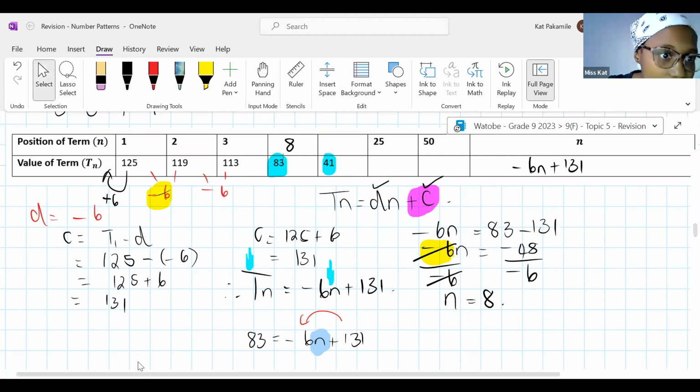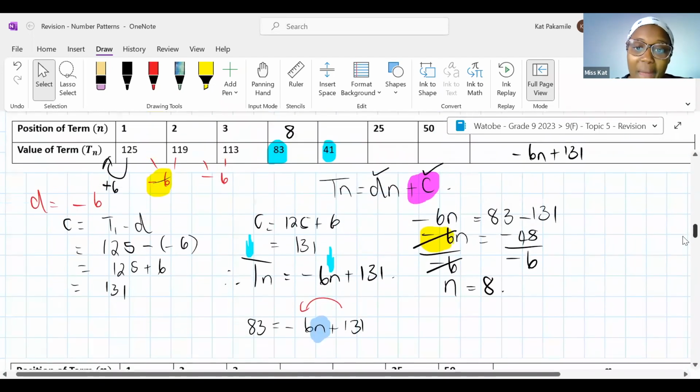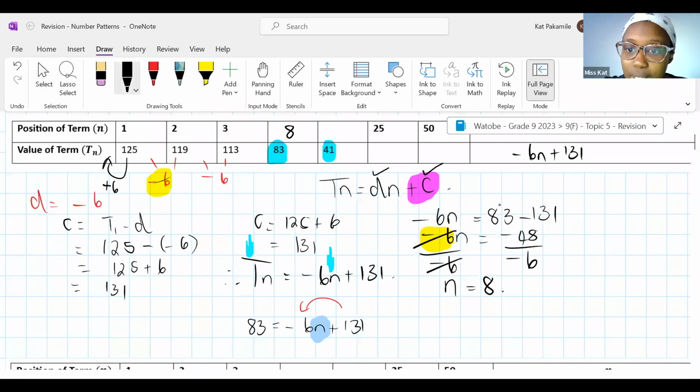Thank you, Voltari. Who else answered me? Amahle already saw. So in position 8, we have the term 83. Let's check with 41. Let's do it again with 41. I need you guys to get used to this method because you're getting marks for putting them in chronological order.